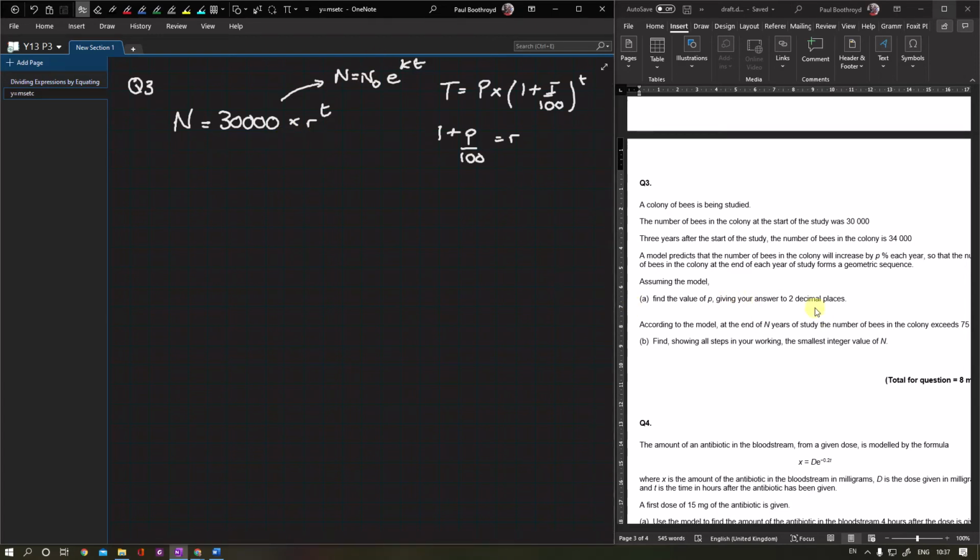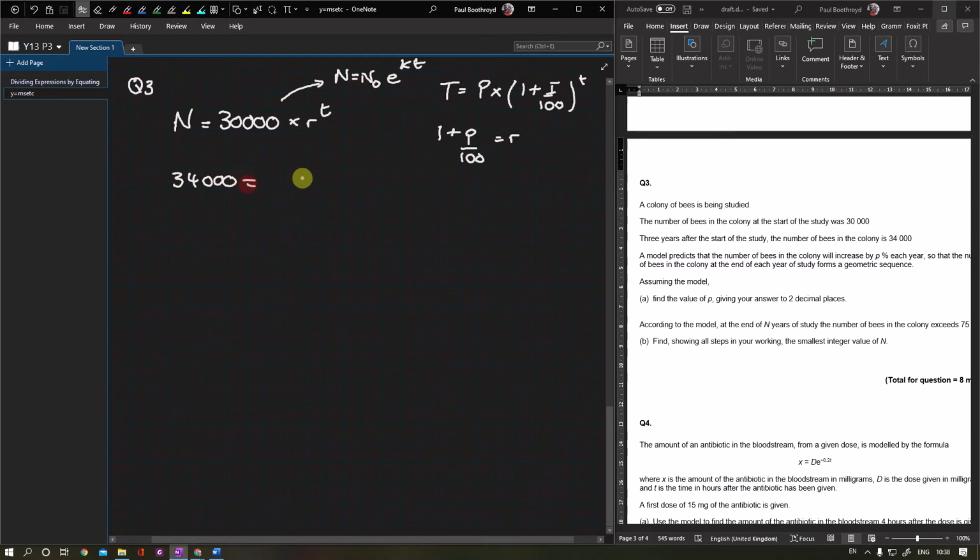So let's solve the problem then. Find the value, giving 2 decimal places, the percentage. So we have 34,000 is 30,000 R cubed. So R cubed is 34 over 30. Take the cube root. 17 over 15 is the simplified version. And that gives me a number.